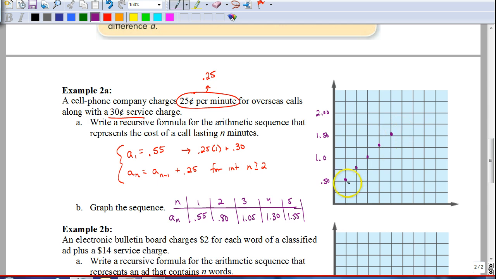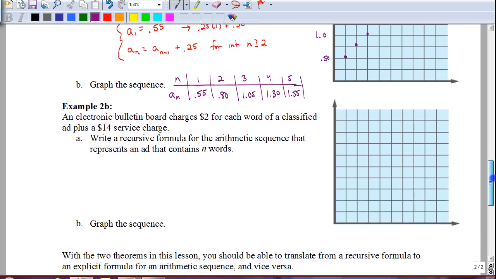Again, this is a sequence, so we don't connect them with a line. Why don't you take and work this one out? Hit pause and be ready to hit play when you're ready to check your answer.